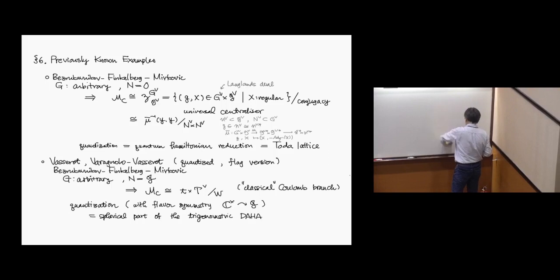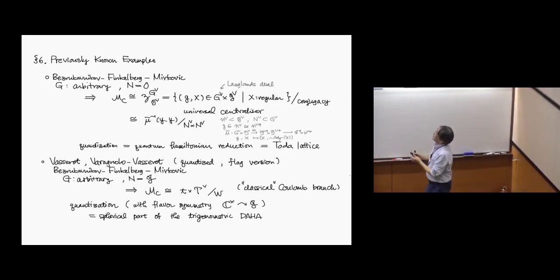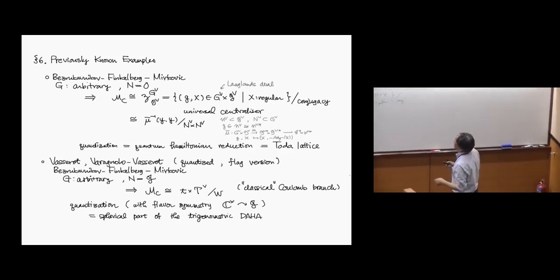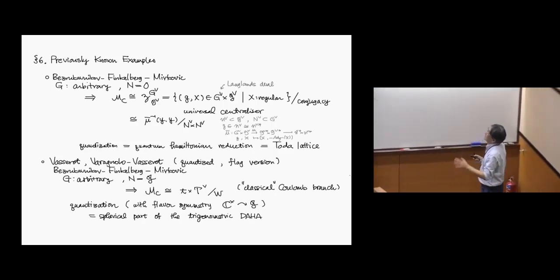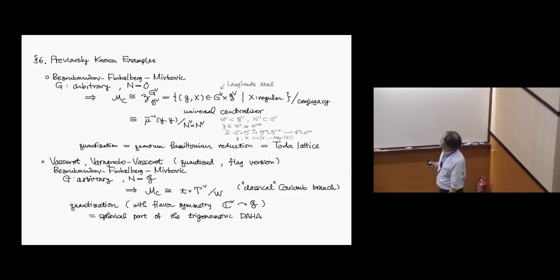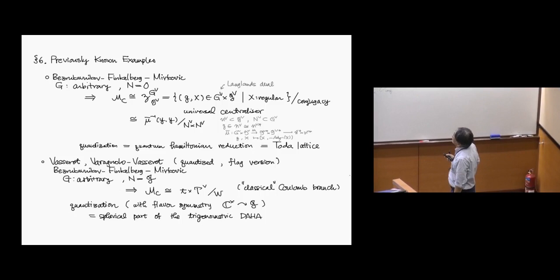In fact, we somehow borrow the proof of this isomorphism for a more general setting, and we use the same technique to determine the Coulomb branch in other examples. And the quantization is the so-called Toda lattice.